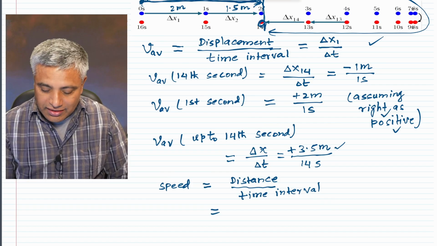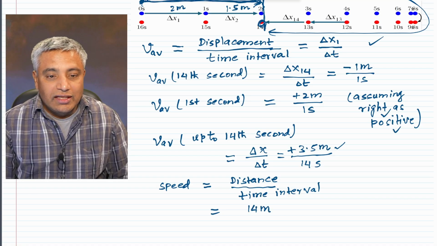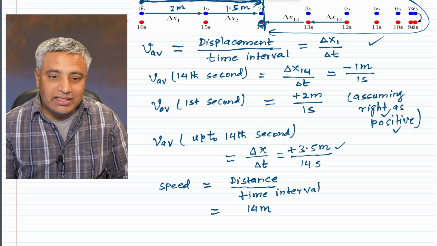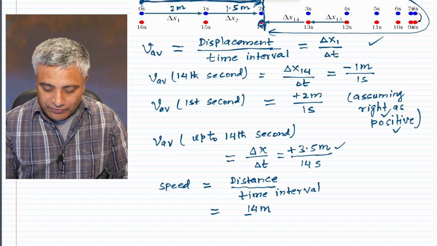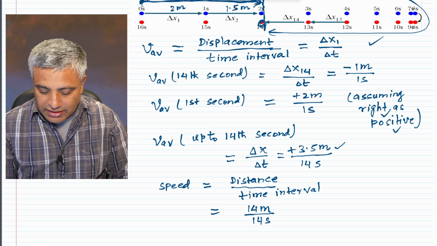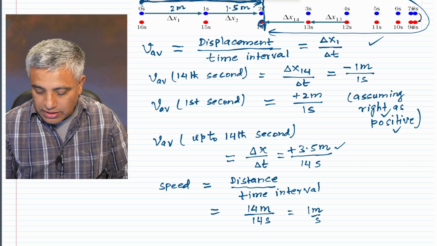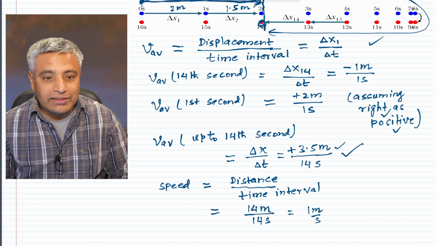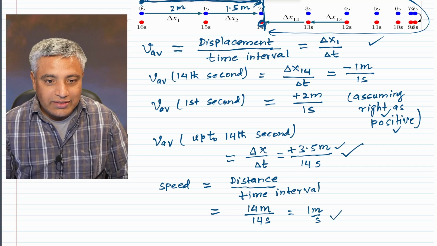So let's say this is the distance, and for the speed, I'm not writing any positive or negative sign in front because speed is not a vector quantity, it's just a scalar. It does not have information about the direction. And the time interval is 14 seconds. So this is 1 meter per second. And in this case, you can see the average velocity is way less than the average speed.